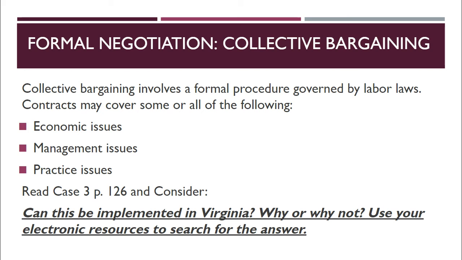Okay, so what I wanted to mention about whether this case study could be implemented in Virginia is that the answer is no. Virginia is a right to work state, as are the majority of states, but that is different from at-will employment, which is whether they can just fire you for no reason. A right to work state means that employees cannot be required to support collective bargaining or a collective agreement.